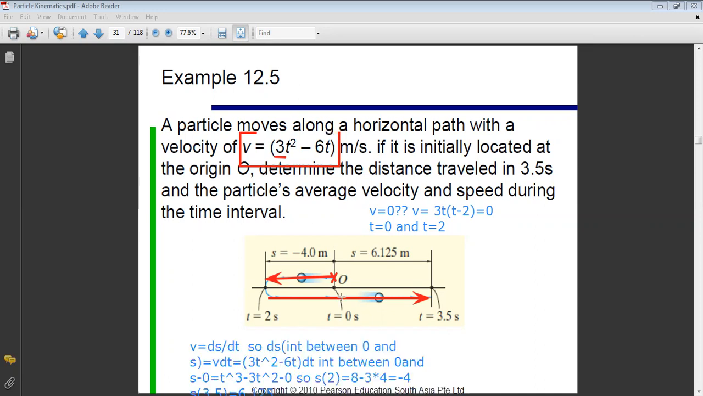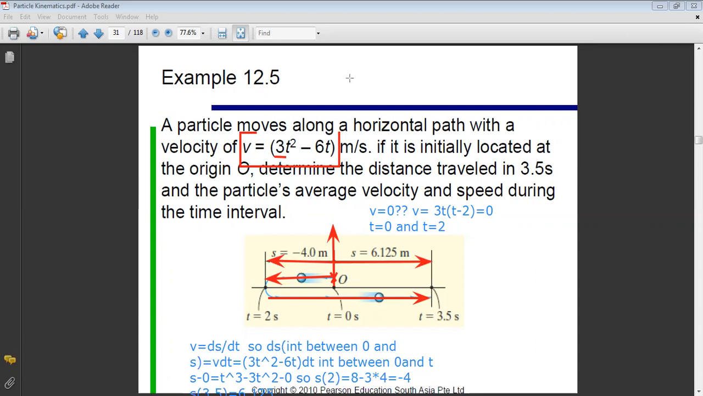And always what I get is from the origin, because s is measured from the origin. So here, this is O, okay? Then when I get a negative s, I go 4 meters from O, and the positive s is 6.125 from O. Now, once I know these distances, I can easily calculate the total distance traveled.